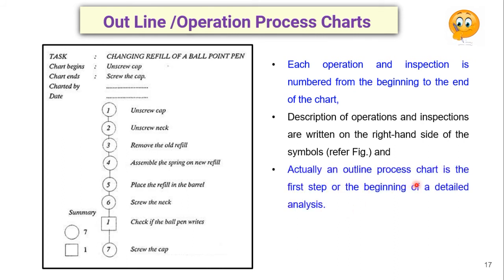Actually, an outline process chart is the first step of beginning a detailed analysis. It shows the relation between the different activities. So has everybody got the idea of how the operation process chart is prepared?